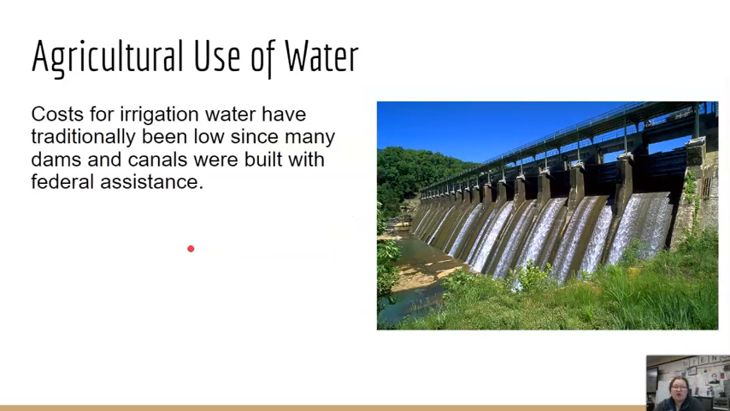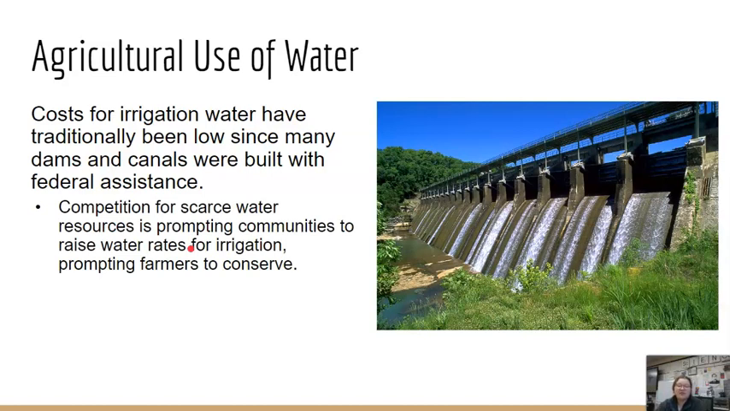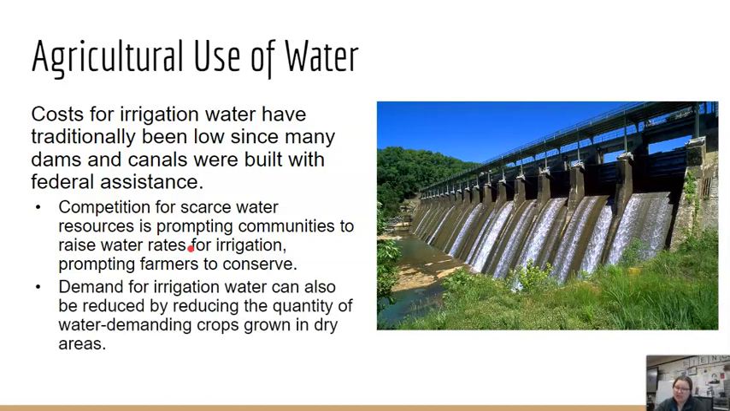So costs for irrigation water have traditionally been low since many dams and canals were built with federal assistance, meaning the government made it cheaper. Competition for scarce water resources is prompting communities to raise water rates for irrigation, prompting farmers to conserve. Water is getting more expensive. Farmers don't want to pay that much, which makes sense, so they're trying to figure out ways to use less.